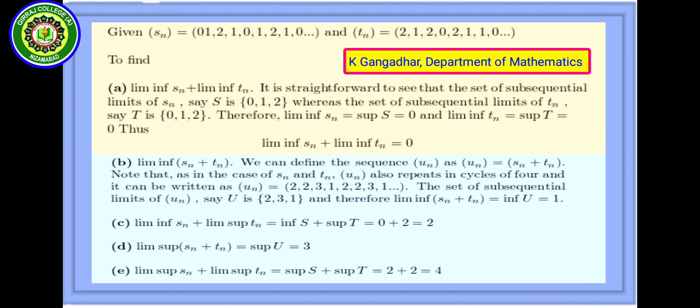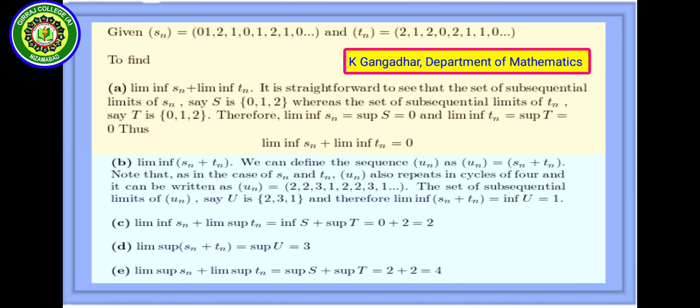So next, limit infimum Sn plus limit supremum Tn. Limit infimum Sn we say infimum S, and limit supremum Tn we say supremum T. Infimum S is 0 and supremum T is 2. So 0 plus 2 equals 2.